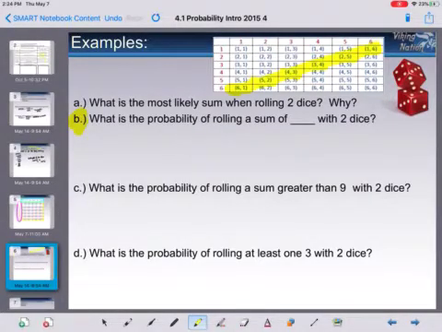So I would suggest you make one of these outcome tables in your notes on just one big sheet of paper, and then just keep it at the front of your binder or something like that so that it's handy, so you don't have to keep remaking them.